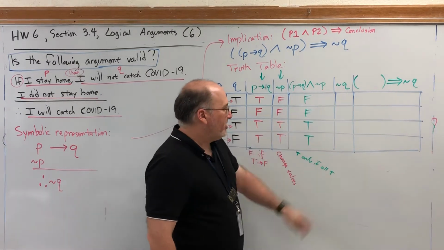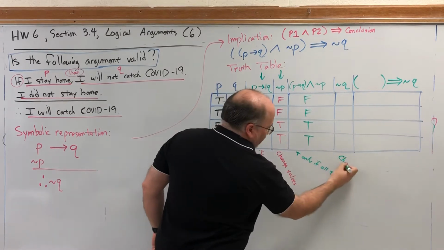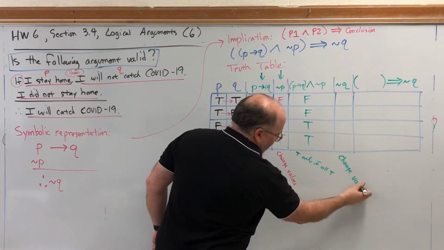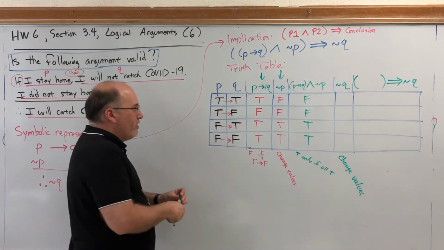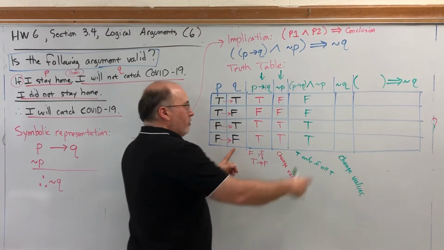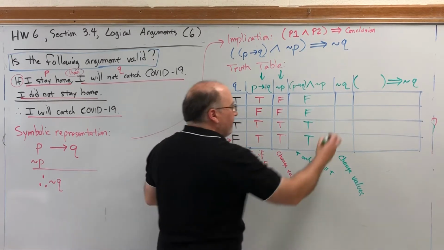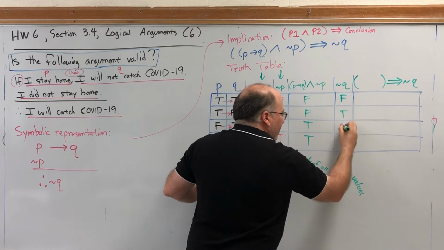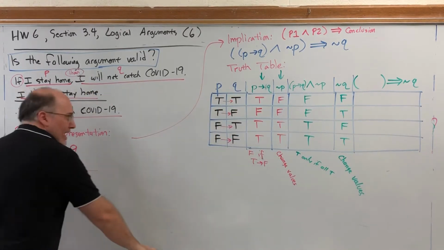Second to last column is just the negation of Q, pretty straightforward. We need to change the values of the Q column. Don't lose sight of where you are. Here's the Q column. We're going to change the values, write them over here. TFTF, FTFT. Let's switch to black.